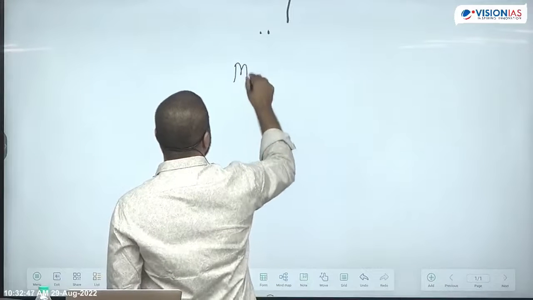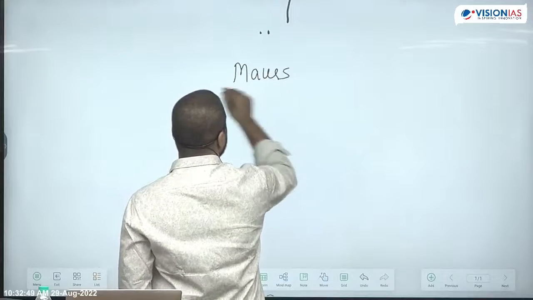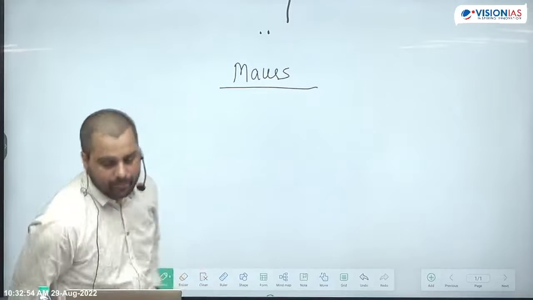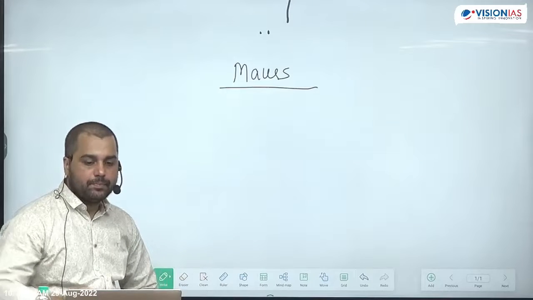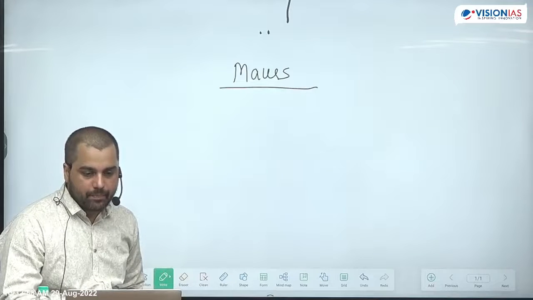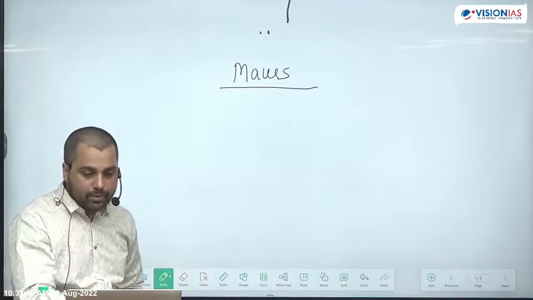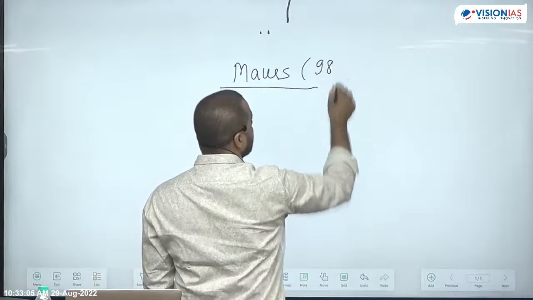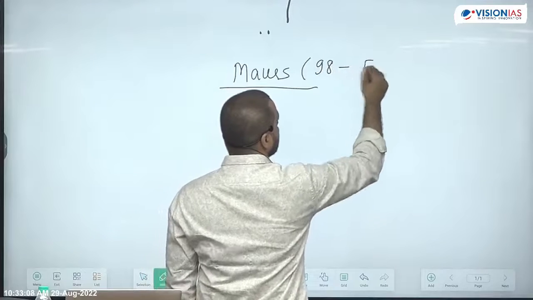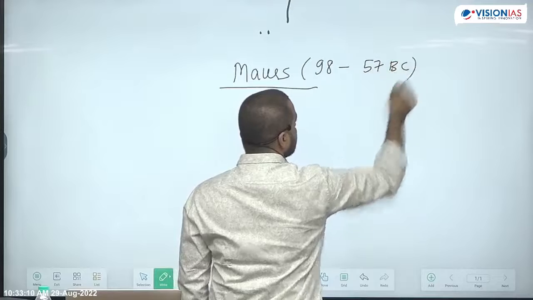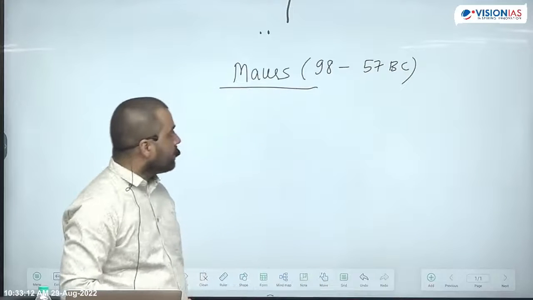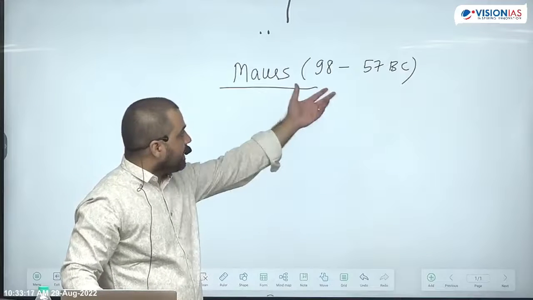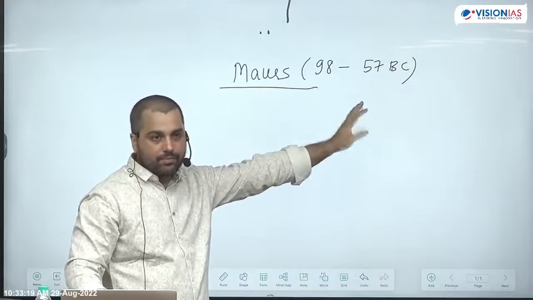The first important ruler is a ruler called Moues. The exact time period is very difficult. It will be 98 to 57 BC, but in some other sources you are going to find 50 BC to some other time period.